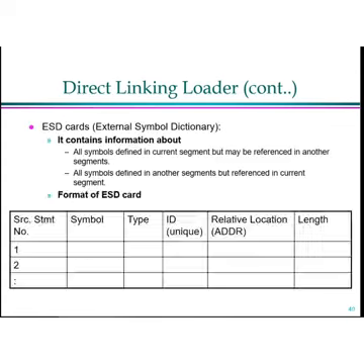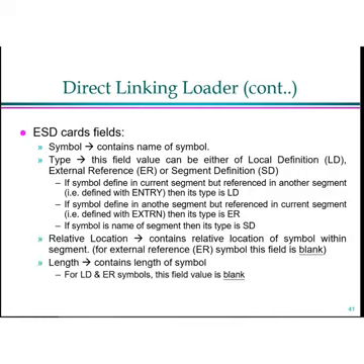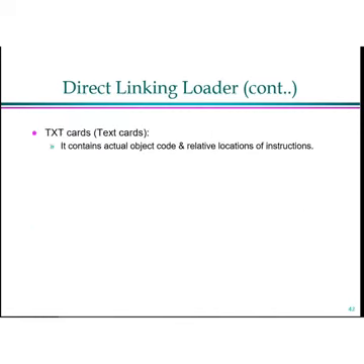So if you put this information in this format, you'll be able to match with it. I'll take one example, so you will be able to see the entries in these fields. Fine. After the ESD card, the next card is the text card. The text card is very simple to remember because it has the object code along with its relative addresses.